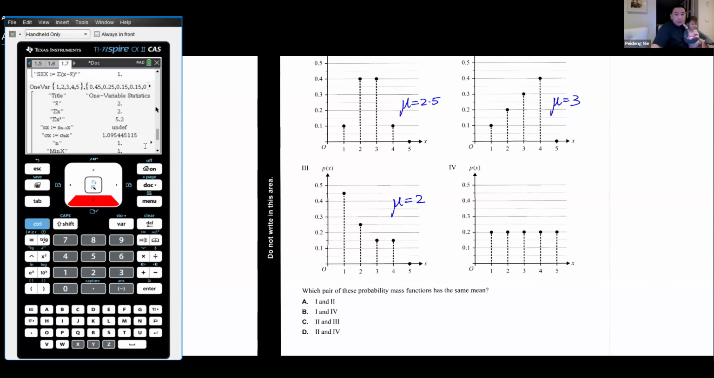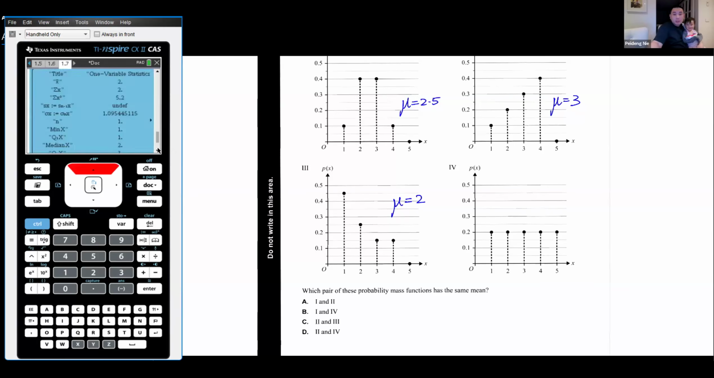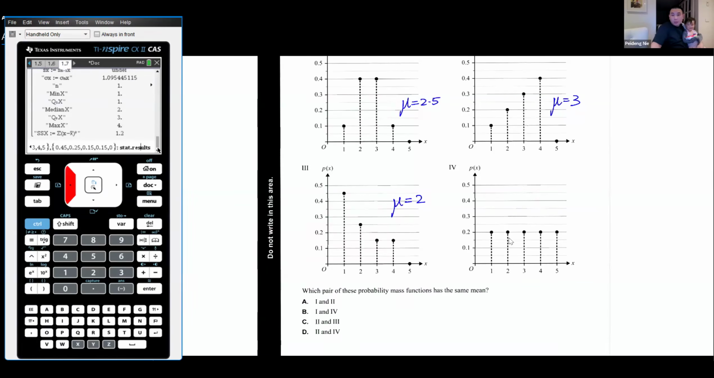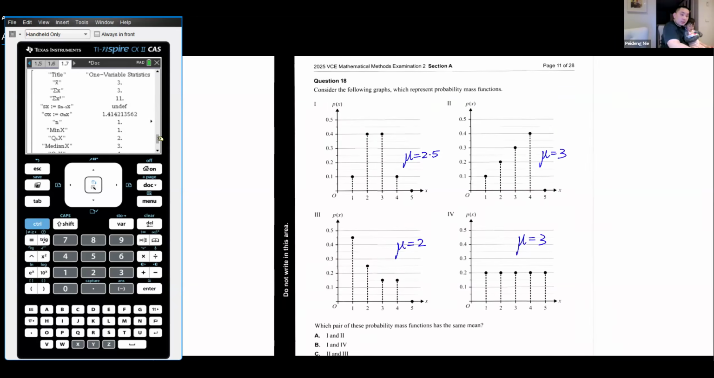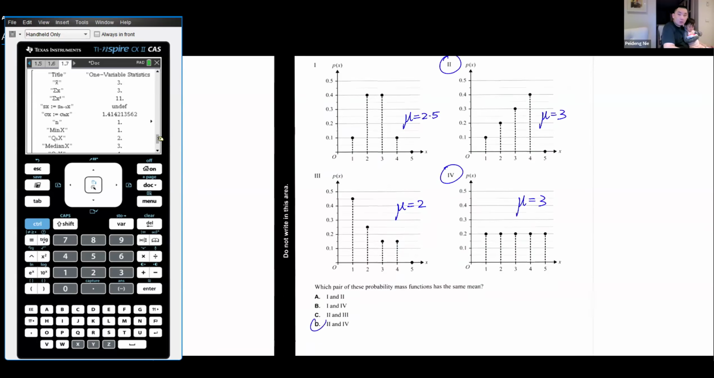And finally, let's have a look at this one. Actually, you can see all of these dots have the same y value, which will be 0.2, 0.2, 0.2, 0.2, and 0.2. Control Enter. So you'll be able to see, very nice, this is mu equals 3. So graph 2 and graph 4 will have the same mean value. That's why we choose option D.